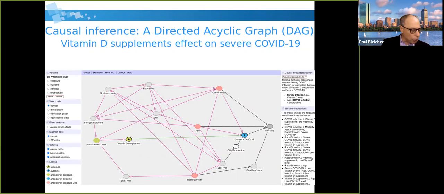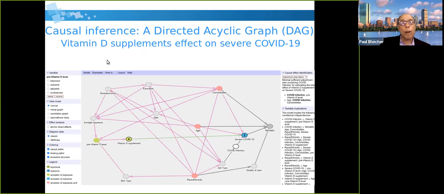This is a DAG. Some of you are probably quite familiar with this, a directed acyclic graph. This is one of the innovations that was developed by Judea Pearl. Each arrow that you see from one thing to another is a causal arrow, and we're trying to determine whether vitamin D supplement actually can influence whether you get severe COVID-19 or not. And this is something I just made up.